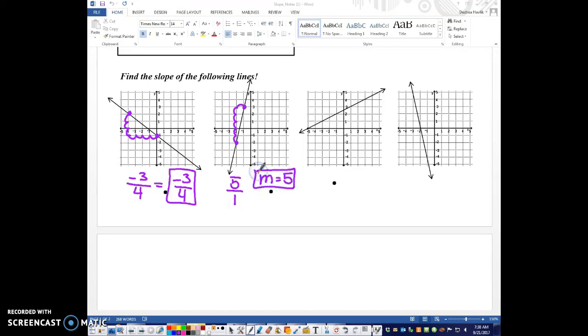Now I believe your graphs on your paper are a little bit different than mine, so you might have to change things up just a tad. Okay, so this one here, that's your point, and that's your point. It rises 1, 2, 3. And then it runs 1, 2, 3, 4, 5, 6. 3 over 6 is the same as 1/2. So your slope is 1/2, because we missed that it crossed here and it crossed here.